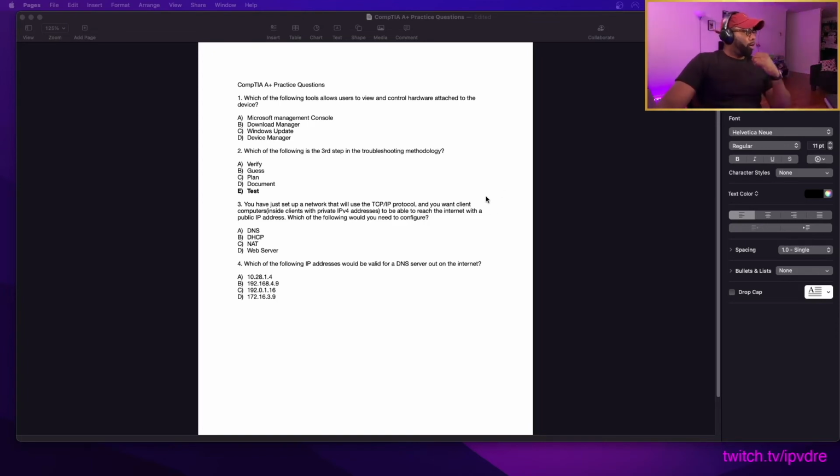So, moving on. Oh, more networking questions. You have just set up a network that will use the TCP/IP protocol, and you want client computers inside with private IPv4 addresses to be able to reach the internet with a public IP address. Which of the following would you need to configure it?